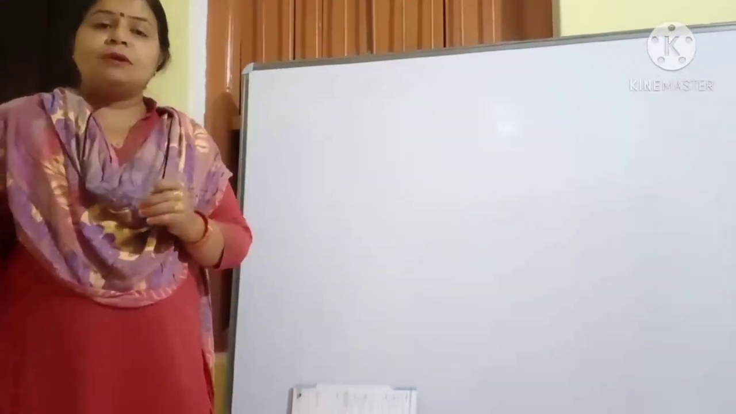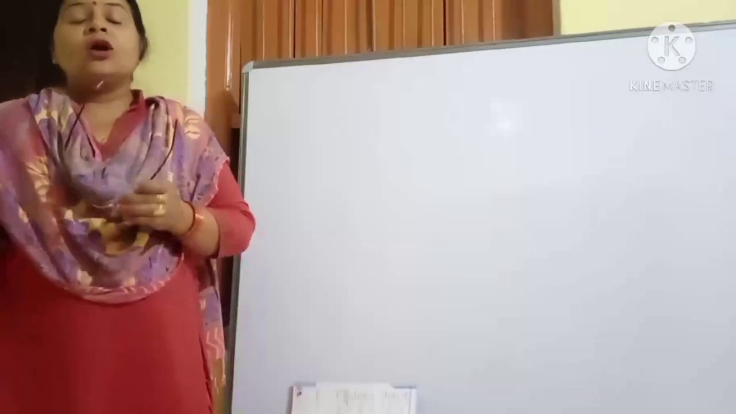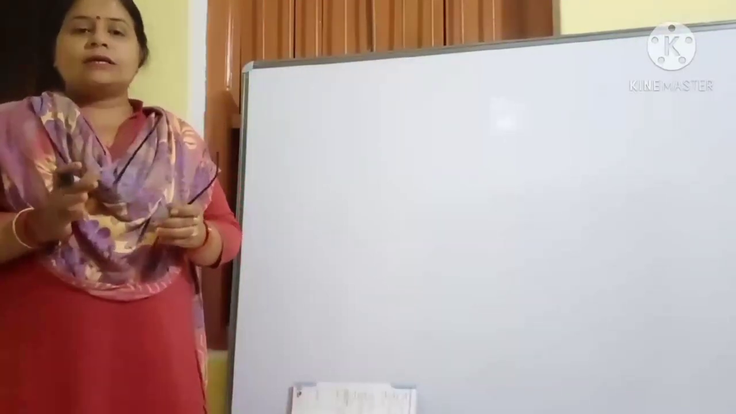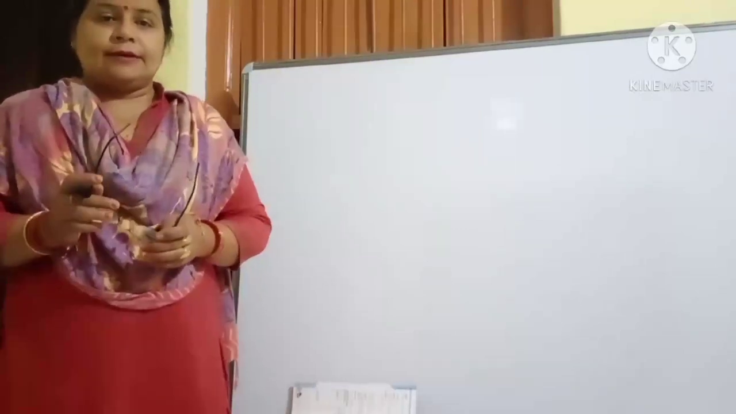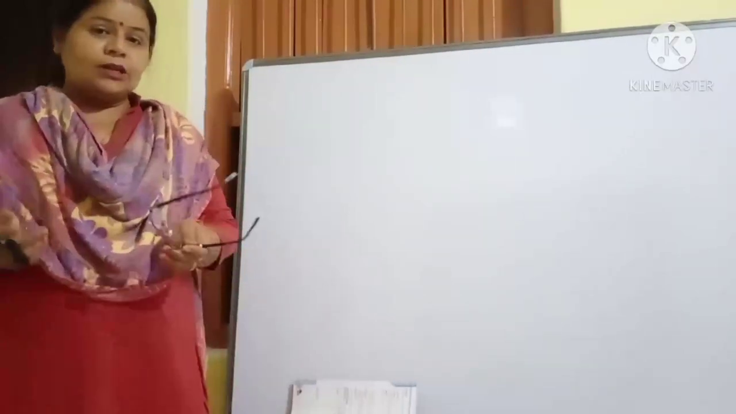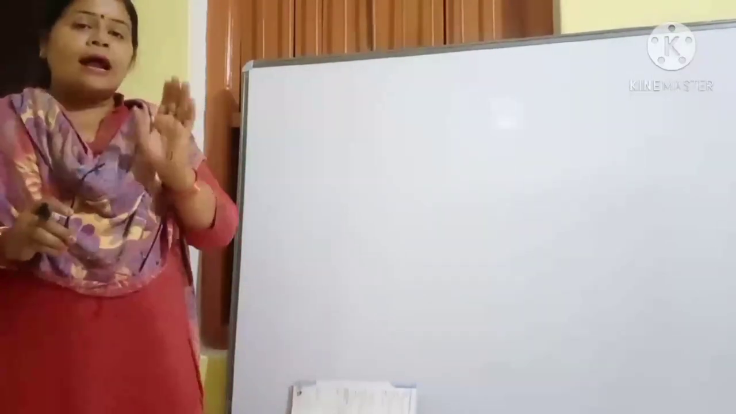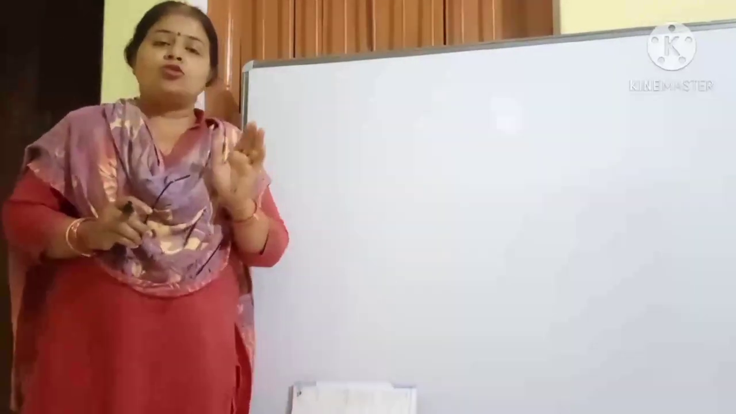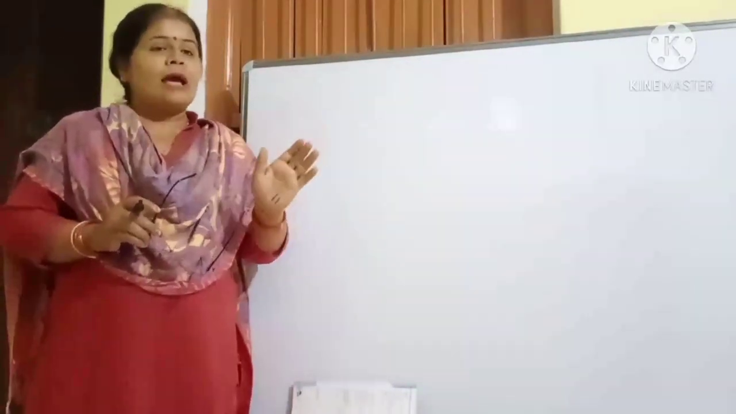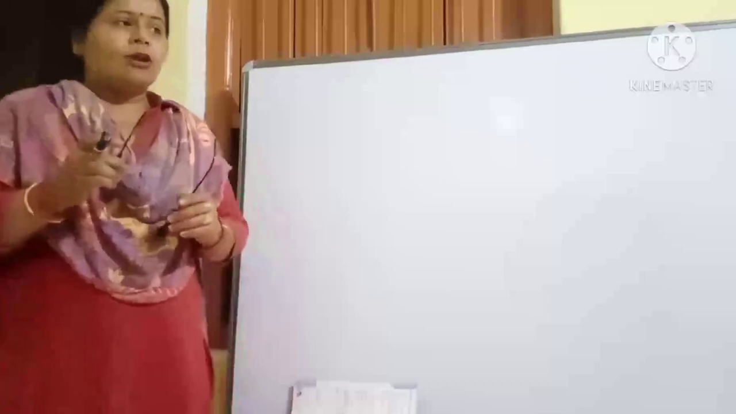What is the difference between 2D and 3D objects? 2D objects are those objects in which only length and breadth are there, like our pages. Okay, that is 2-dimensional. And 3-dimensional objects are those objects in which we have length, breadth and height. For example, I am going to show you a 3D object.